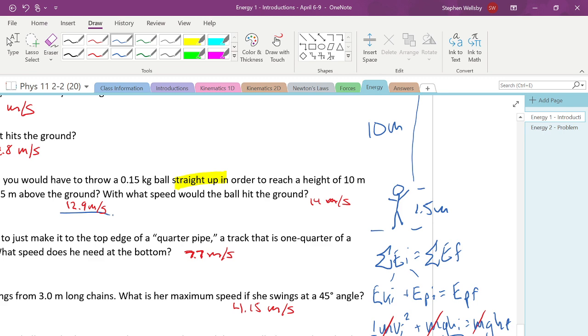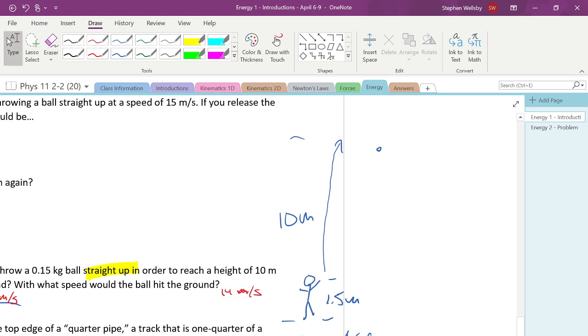Now I wanted to show you a little shortcut. You'll see this in next week's lesson, but I'll give you the heads up now. Where we put our 0 point. For this question, we can see that we said, okay, this is the ground. This is 1.5 meters above the ground, and this is 10 meters above the ground.